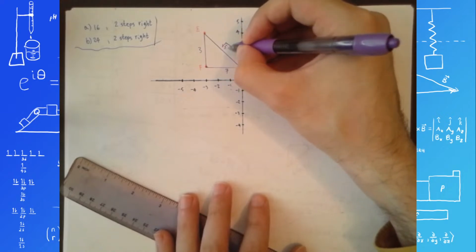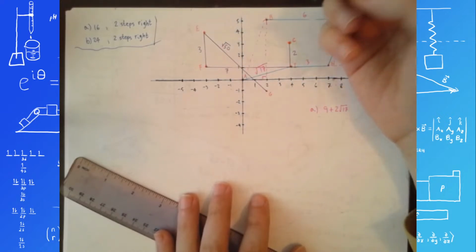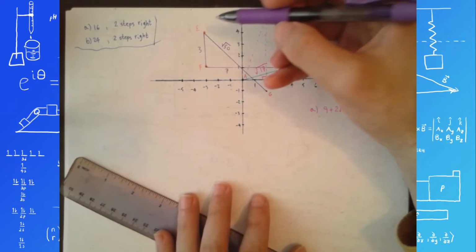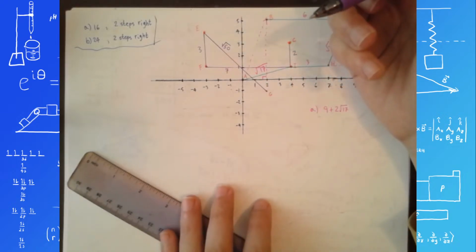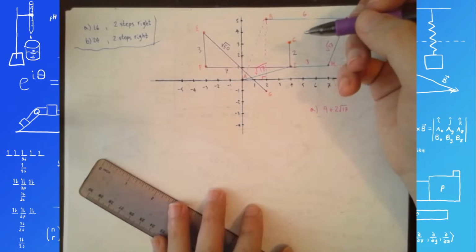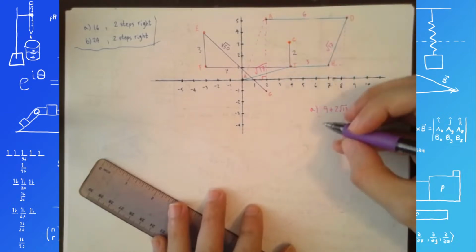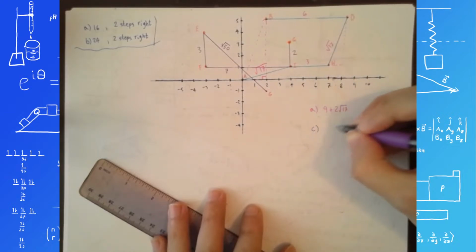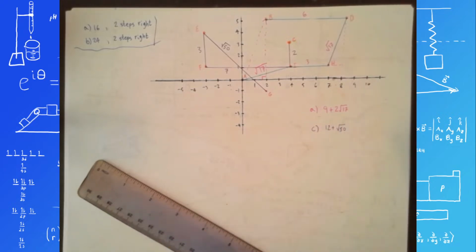Square root of 50. Did I do that right? -3 to 2 is 5, and 4 to -1 is also 5. Yeah. Okay, so overall it's 2 plus 7 plus 3, so 12 plus square root of 50. So part C, 12 plus square root of 50 would be the total distance, which again you can plug into a calculator if you really want to condense it down to a single number.